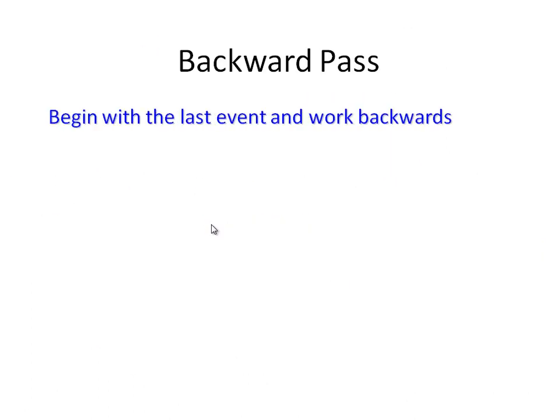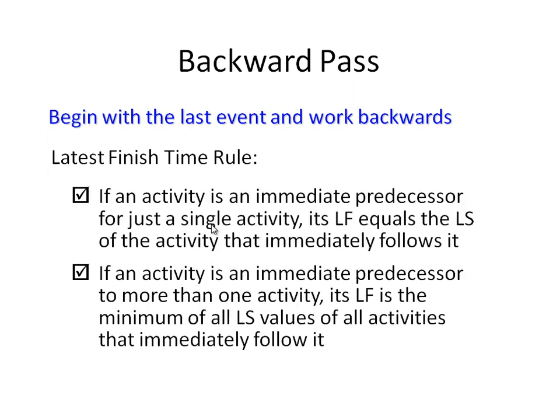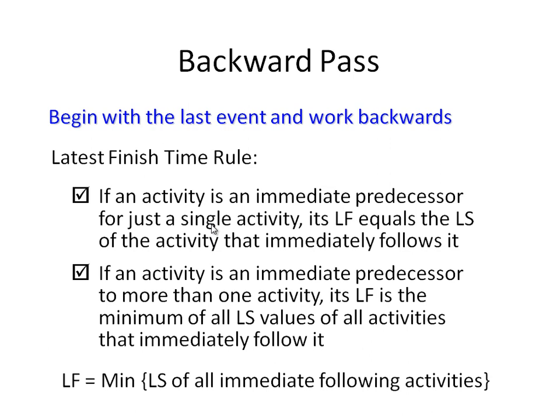Now let's go with the backward pass. To go with the backward pass, we need to understand some of the rules. For the latest finish time rule, if an activity is an immediate predecessor for just a single activity, its latest finish equals the latest start of that activity. If an activity is an immediate predecessor to more than one activity, its latest finish is the minimum of the latest start values of all those activities.